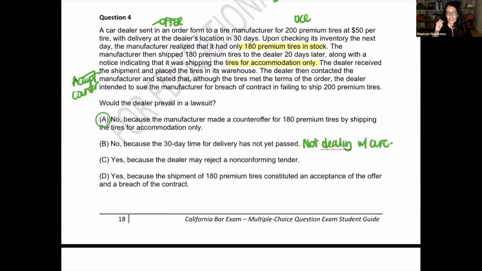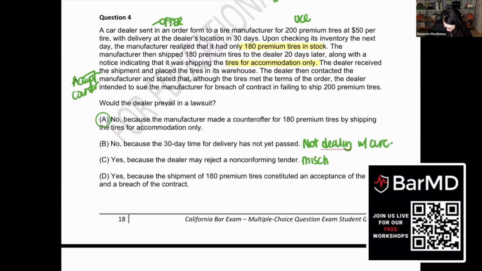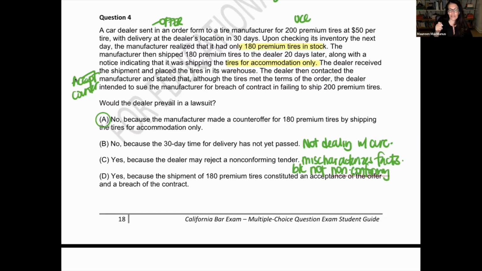C, yes, because a dealer may reject a non-conforming tender. This isn't a non-conforming tender because it was an accommodation. So this mischaracterizes the facts because it's not non-conforming. It was a counteroffer.